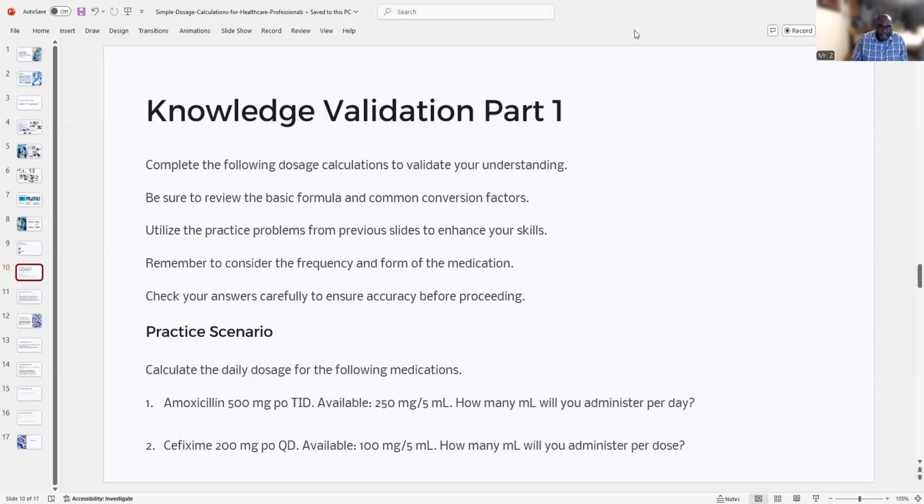Let's look at number one. Before we do anything, we double check that milligram and that one, they're the same. Good job. So amoxicillin 500 milligram. This is my order. You see that PO, per mouth. TID means 3 times a day. Available is 250 milligram. Your quantity is 5. The question is, what would you give per day? Remember, anytime you solve, you always solve for single dose. But the question is not single dose. The question is, what would you give per day? It means in the 24 hours.